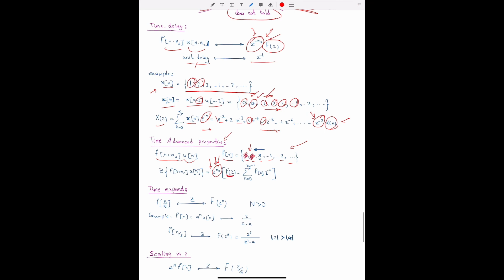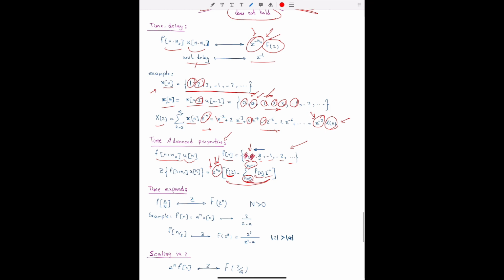But instead of just multiplying by F of z, because we're removing the first values, we write this multiplied by F of z minus the first values that were omitted. The omitted values were n from 0 to n naught minus 1, so we subtract the summation of f of n times z to the power of minus n over that range. That's why we have this subtraction here.